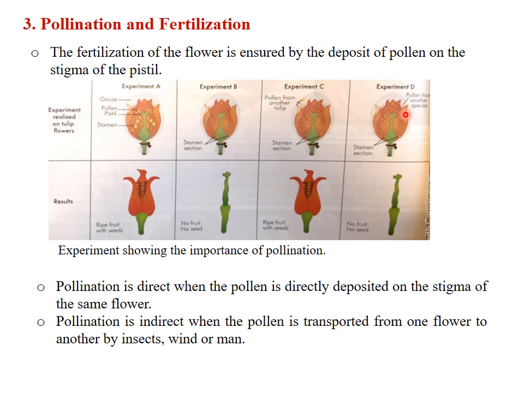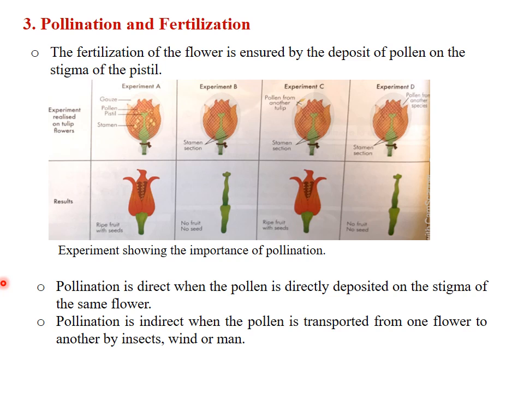On the contrary, the fruit and seed form in the flower protected by a thin gauze, experiment A, or when the stamens are cut and the pollen comes from another flower of the same species, as we can see in experiment C. So we can conclude that stamens and ovules are essential for the formation of fruits and seeds, and the pollen must be from the same species.